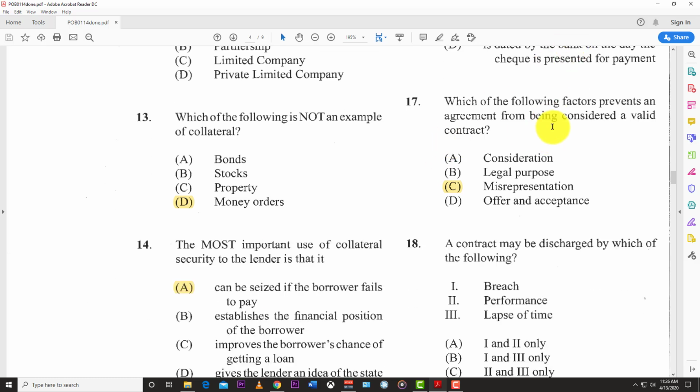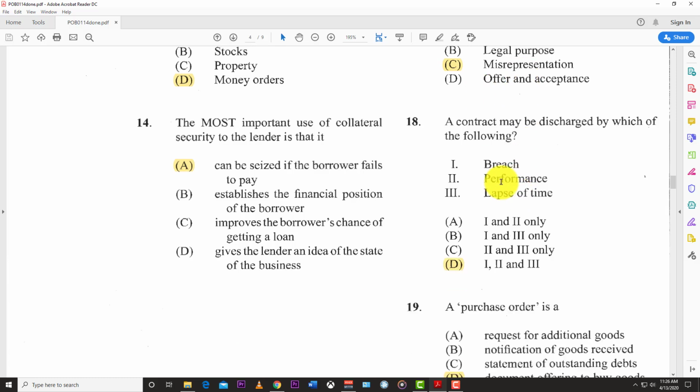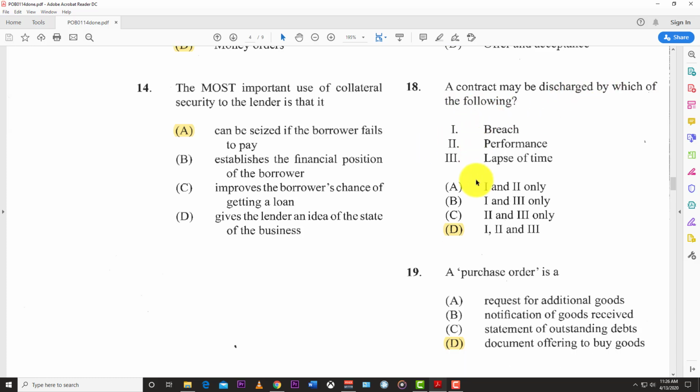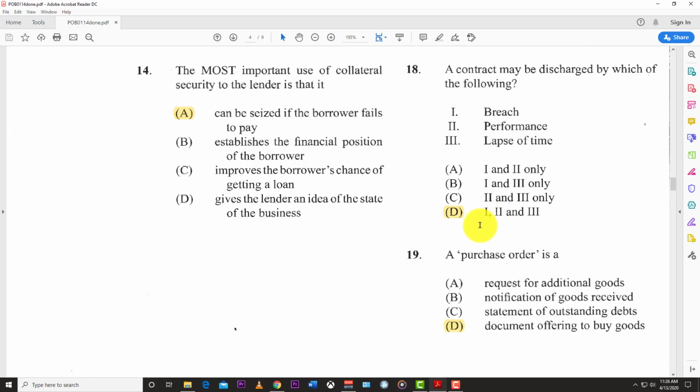17, which of the following factors prevents an agreement from being considered a valid contract? And the answer is A, misrepresentation. Alright, number 18, a contract may be discharged by which of the following? And the answer here is all. D, breach, yes. Performance, yes. Lapse of time, yes. So the answer is D, 1, 2, and 3.